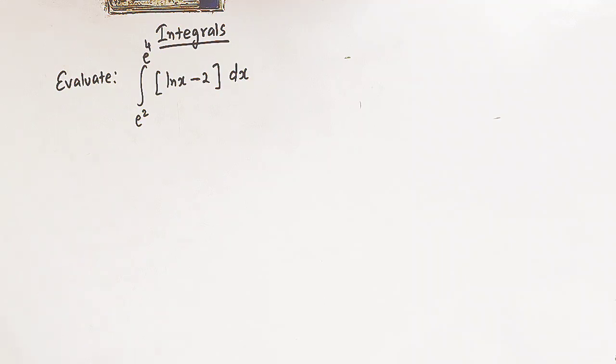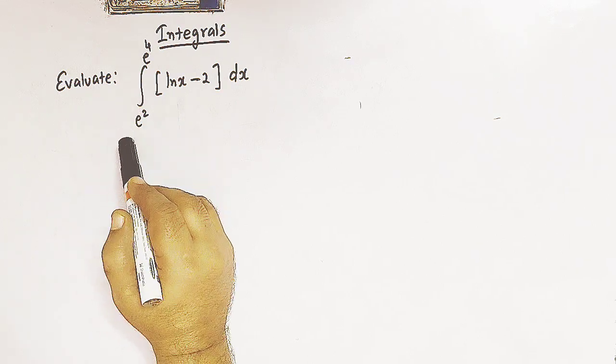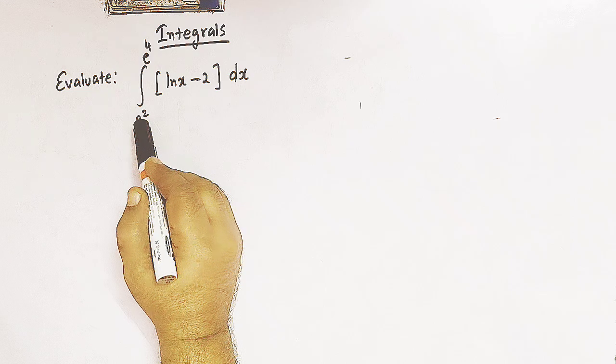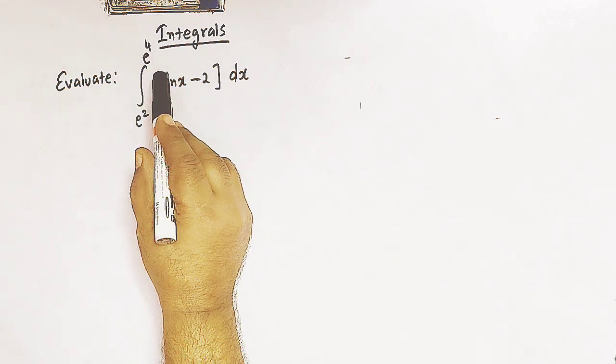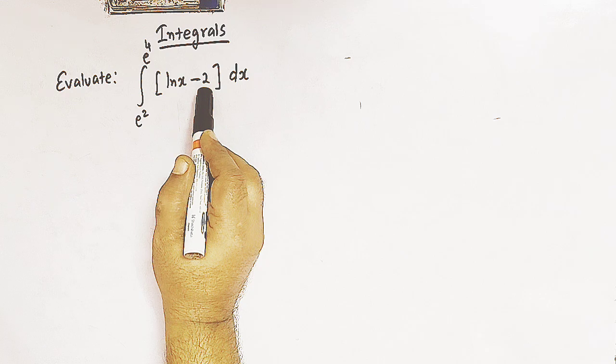Hello, viewers. In today's session, we are going to discuss another important and conceptual problem from integrals. In this session, we are going to discuss this definite integral in which the integrand is the greatest integer function. So here we have to evaluate this integral where the limits are from e square to e raised to 4, and the integrand is the greatest integer of natural log of x minus 2, right?